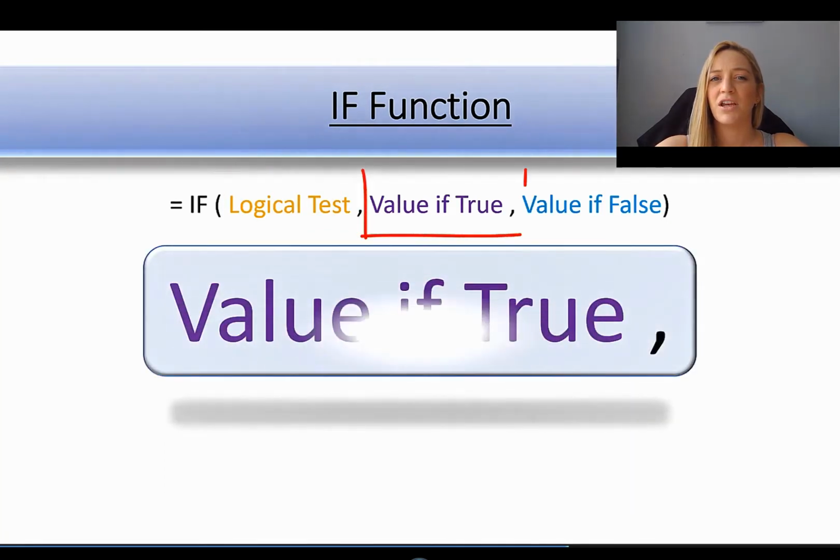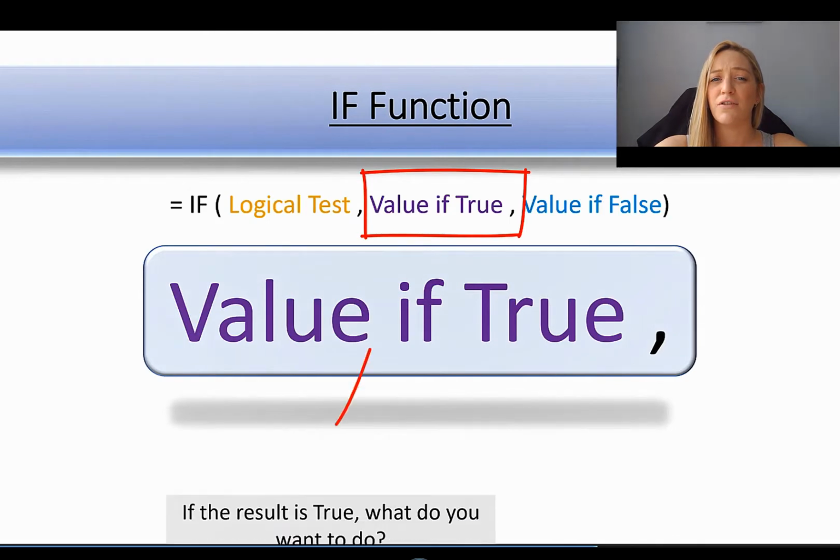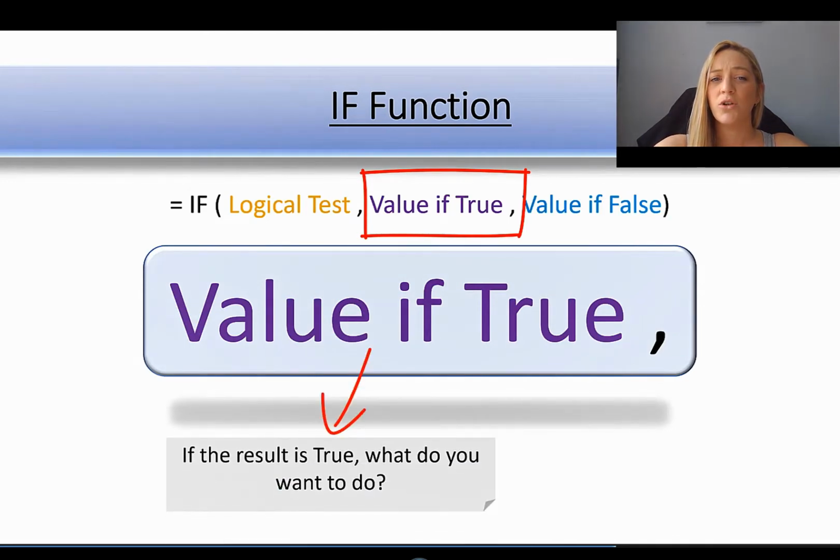And the next step of the if function is value if true. So what do you want to do if the result of that logical test is true? In the example, if the result is greater than 60, we want to write the word pass. That would be the value that we want to enter into the cell if the result of the logical test is true. We then have a comma to tell Excel that we're ready to move on to the next step of the function.